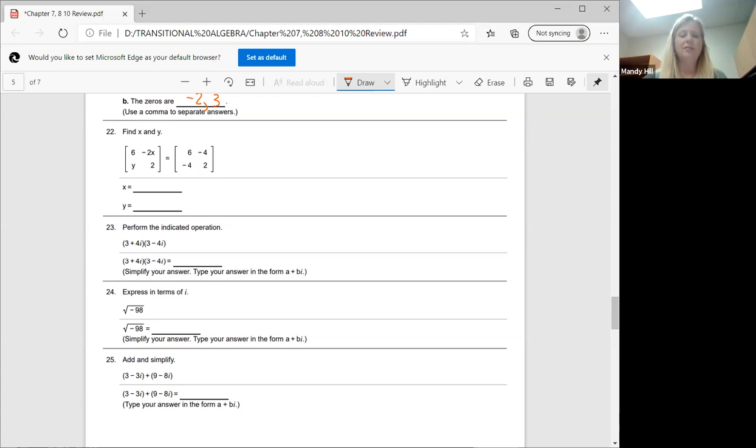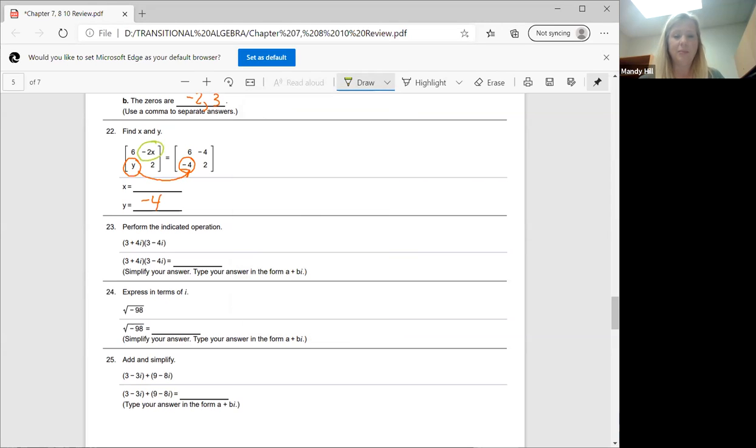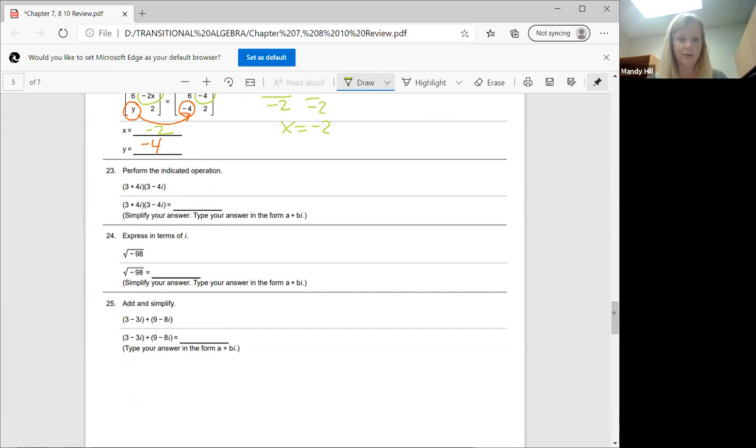It's wanting us to find x and y. We know that y is equal to whatever is listed in the same place. So y is -4. That one's not bad. The other one's not bad either. X is up here. So in the same position of this matrix, -2x is equal to 4. We would divide by -2. So x is equal to -2. It's like we're saving the easiest ones for last.